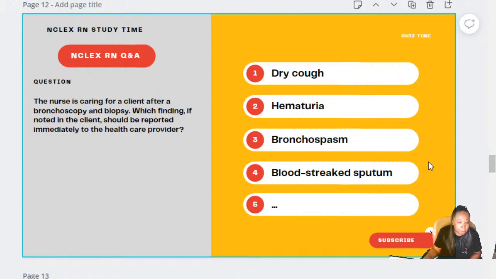What about this one? Blood-streaked sputum. Will you call the doctor for that? Which one do you think is an emergency situation? Dry cough is not an emergency situation. Hematuria is not an emergency situation.